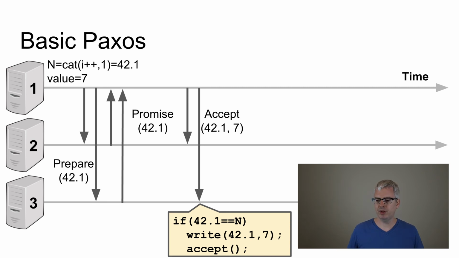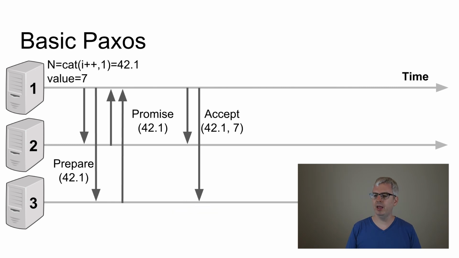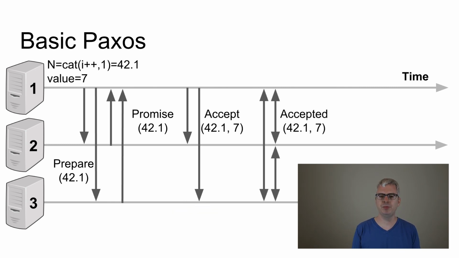Upon receiving an accept message, the acceptors go and look at the value of n and see, have I received any other bigger n in the meantime? And if the answer is no, this is the biggest n, it then writes that value to disk and says, I accept your value. Thank you. And responds saying, yes, I accepted that.